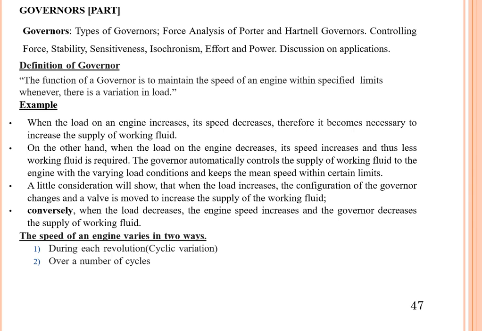The speed of the engine varies in two ways: one is during each revolution, and the other over a number of cycles. When the load on the engine increases, its speed decreases. Therefore, it becomes necessary to increase the supply of the working fluid. When the load on the engine decreases, its speed increases, and thus less working fluid is required. When the load increases, the configuration of the governor changes and a valve is moved to increase the supply of the working fluid. When the load decreases, the engine speed increases and the governor decreases the supply of the working fluid.